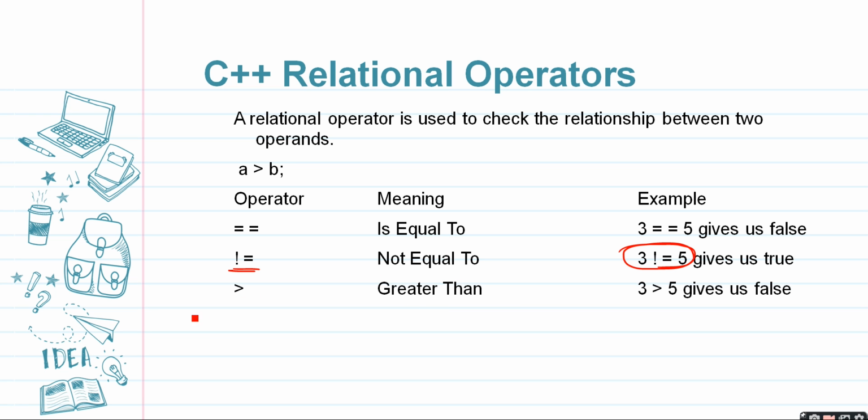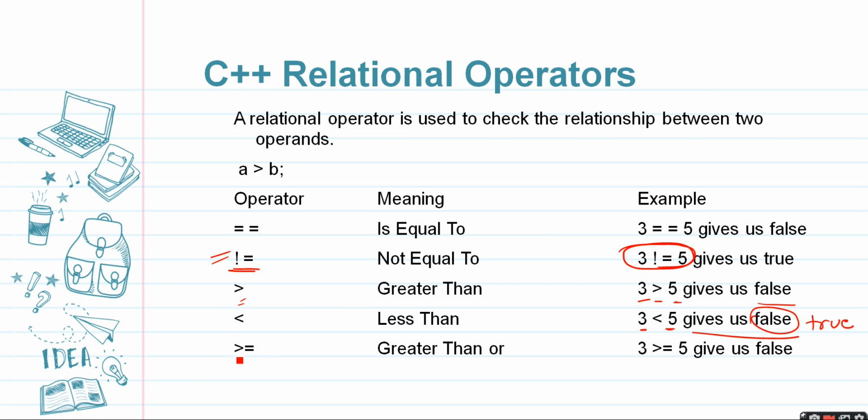Next we have greater than. We already have used these things, right? We haven't used this not equal, but this one has been used in our for loop. So greater than, here we have tested whether 3 is greater than 5. No, it is not. So it is going to return false. Then second, this less than. If 3 is less than 5, yes it is. So it is going to return true, not false.